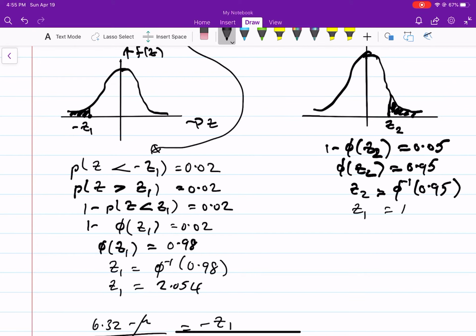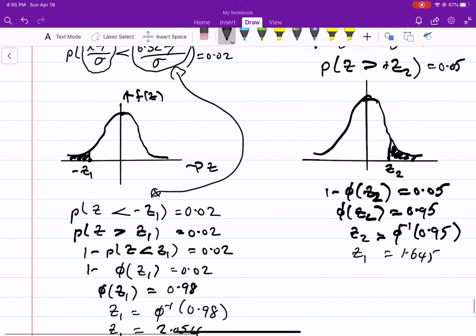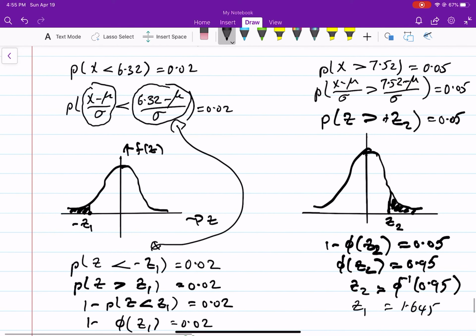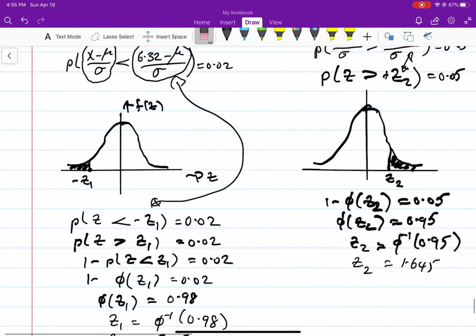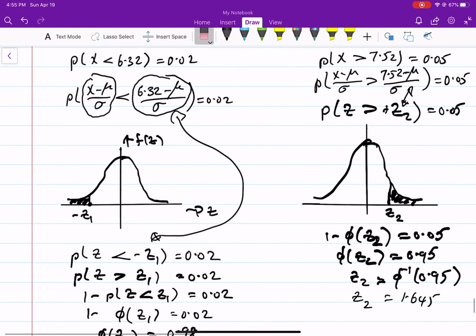Z1 is 1.645. And again, what we'll do is relate that Z1 value we just found... Z2, sorry, not Z1. Yes, remember we had a direct relationship between these two? So Z2 is equal to 7.52.